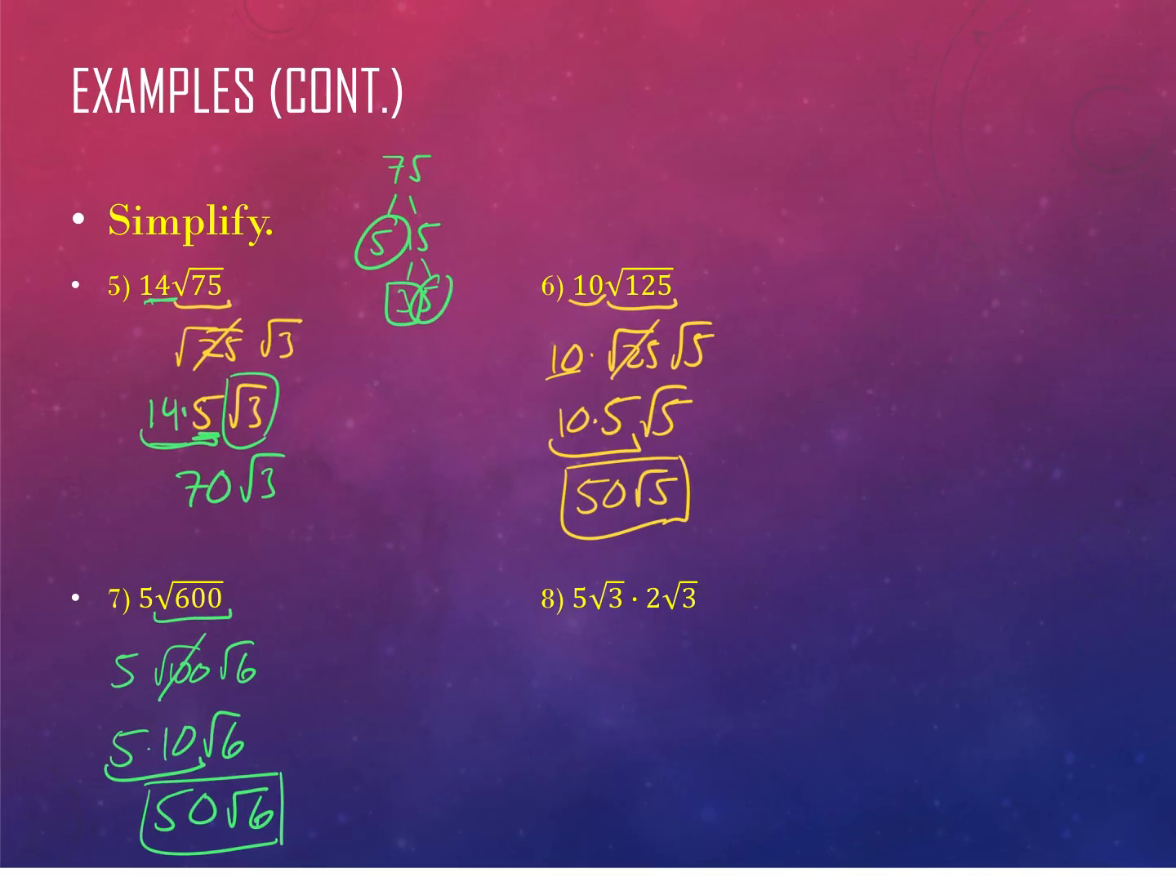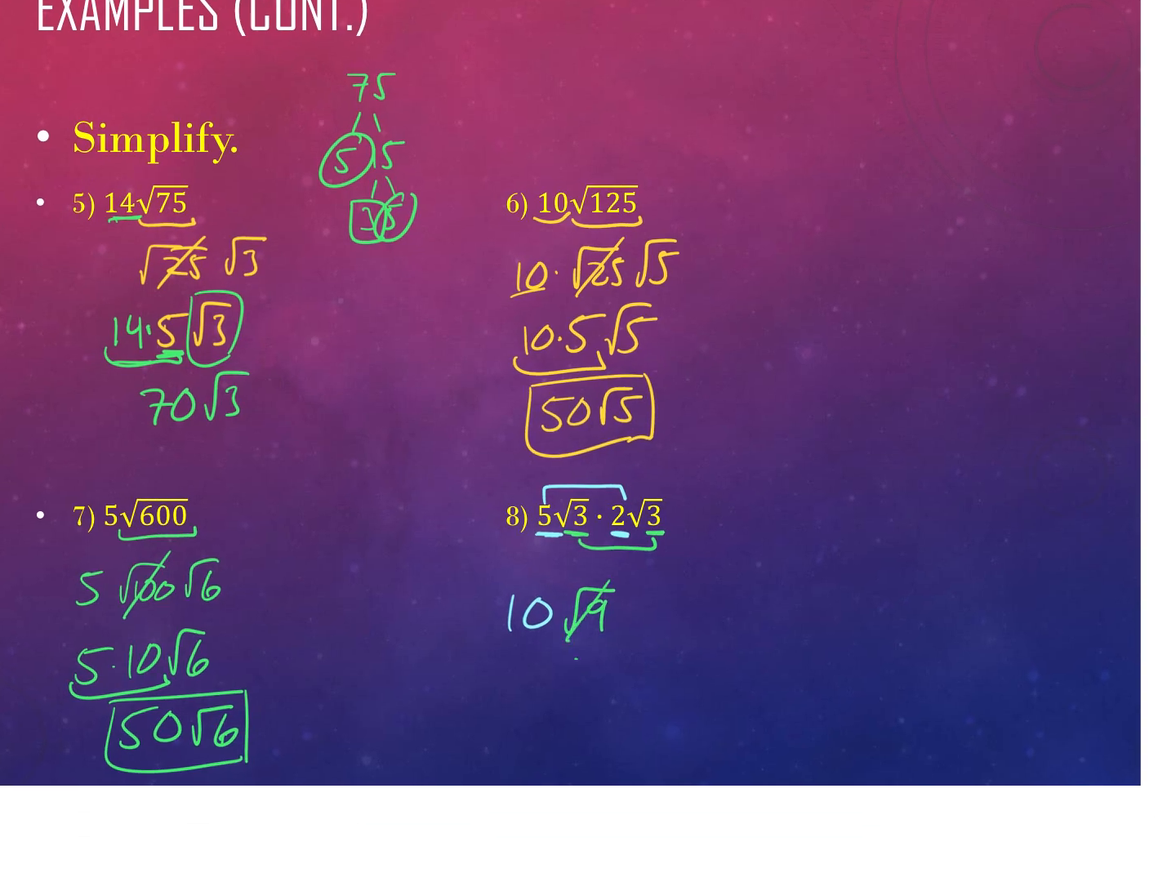All right. Number 8, if I have more things being multiplied together, no big deal. I would still do whole number times the whole number, so 5 times the 2. And you can still do radical times the radical. So 3 times 3 is going to get you 9. But I know that the square root of 9 is 3. So I end up with 10 times 3, which is 30.